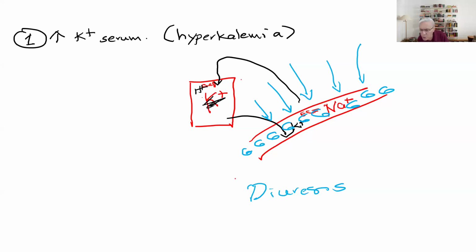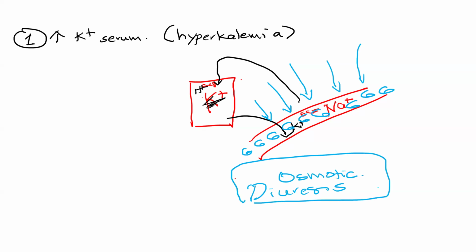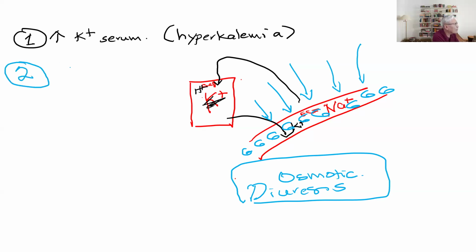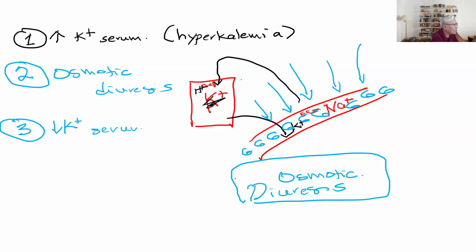When you have diuresis, what happens to potassium? It's wasted. Accumulates or no? You eliminate the potassium through the urine. Oh, okay. So first you're going to have hyperkalemia, then it is going to be followed by osmotic diuresis. And as a result of the osmotic diuresis, you will now have a lower serum potassium or hypokalemia.